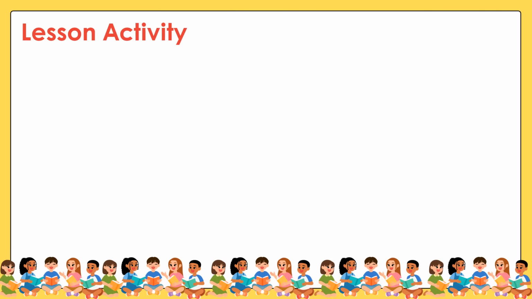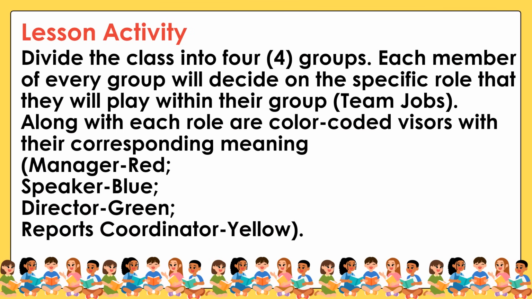Let's have another lesson activity. Divide the class into 4 groups. Each member of every group will decide on the specific role that they will play within their group or team jobs. Along with each role are color-coded visors with their corresponding meaning. Manager will have red, speaker blue, director green, reports coordinator is yellow.